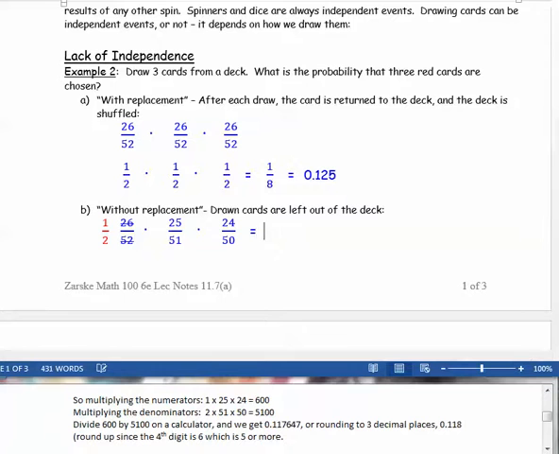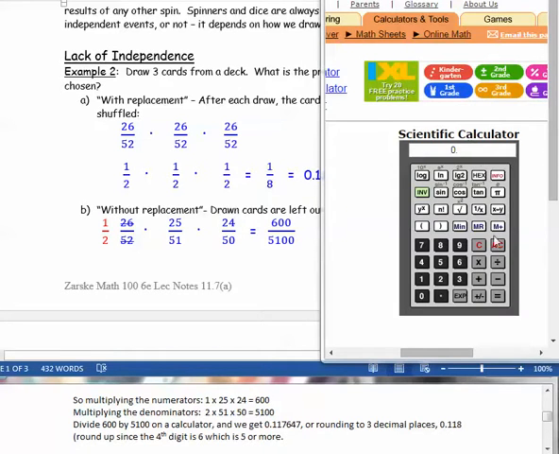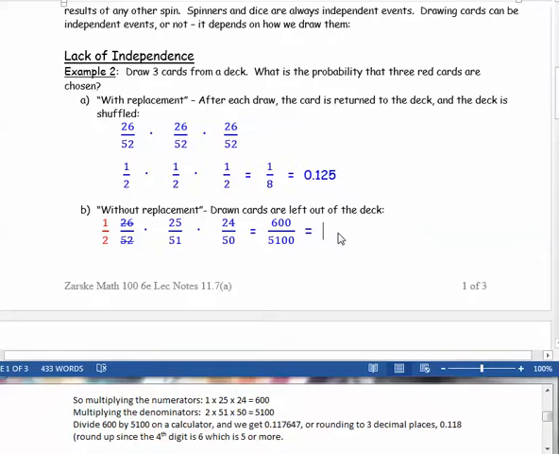So multiplying the numerators, 1 times 25 times 24, that's 600. And the denominators, 2 times 51 times 50, is 5100. And now divide 600 by 5100 on a calculator, which gives us 0.117647. Or rounding that to 3 decimal places, we'd go to 0.118, since the 4th digit, 6, is 5 or more, so this will go up to 118.